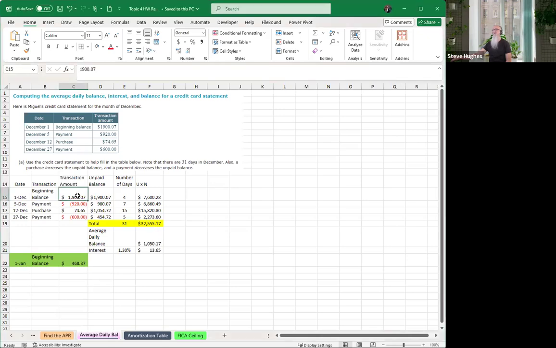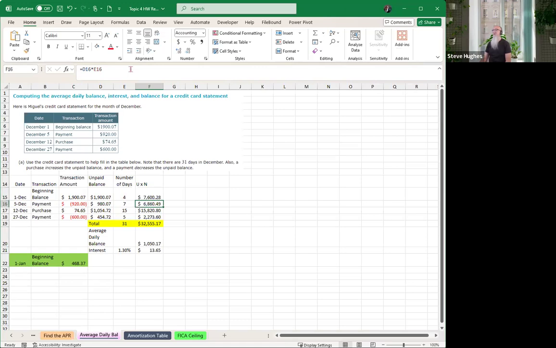So the first thing you want to do is enter the beginning balance from your table. The second thing you want to do is calculate the unpaid balance. There's no formula here because it's exactly the same thing, that's the beginning of the month. The next thing to enter in column E is the number of days. So you're just subtracting December 5 minus 1. 5 minus 1 is 4. Therefore, it's 4 days. And now comes our first formula. You can see it as U times N, U being the unpaid balance, N being the number of days. And that is our first calculation for our average daily balance.